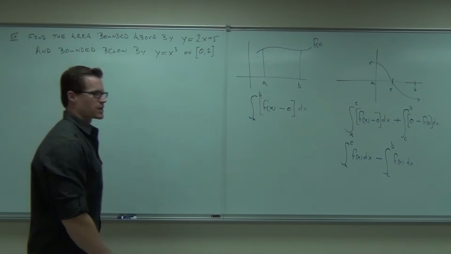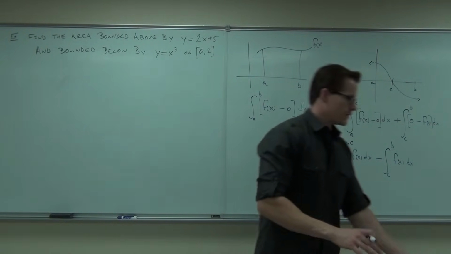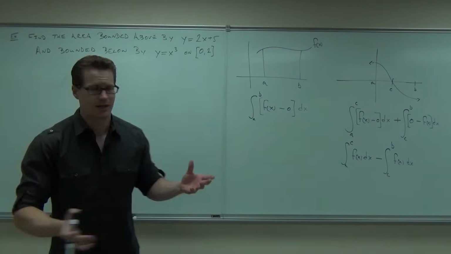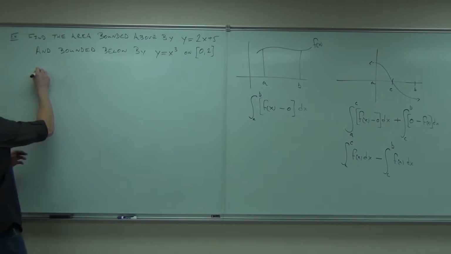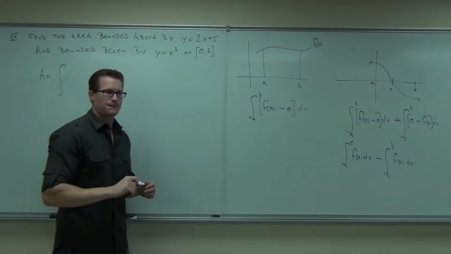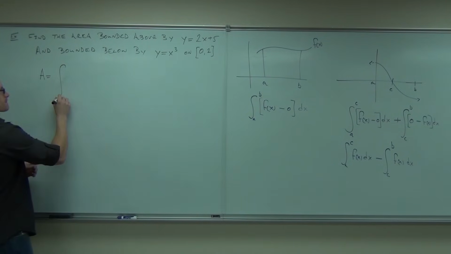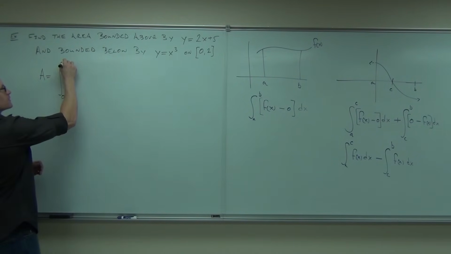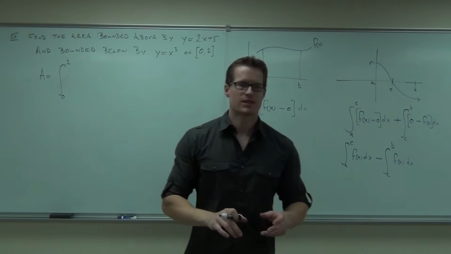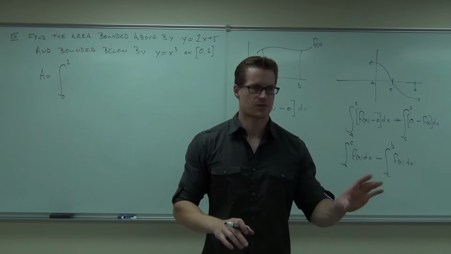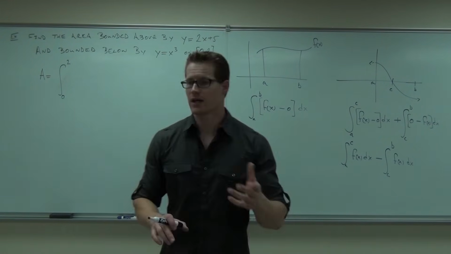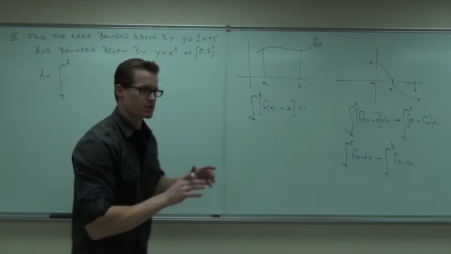Well, hey, let's try to set it up. All we need to know for this is where you start, where you stop, and which one's on top. That's basically it. So area between two curves says, where do you start? 0. Where do you end? 2. What function is on the top? When it says bounded above, it means for the whole interval. When it says bounded below, it means for the whole interval. If it doesn't say bounded above or below, we would find those regions, and we'd be able to determine that.